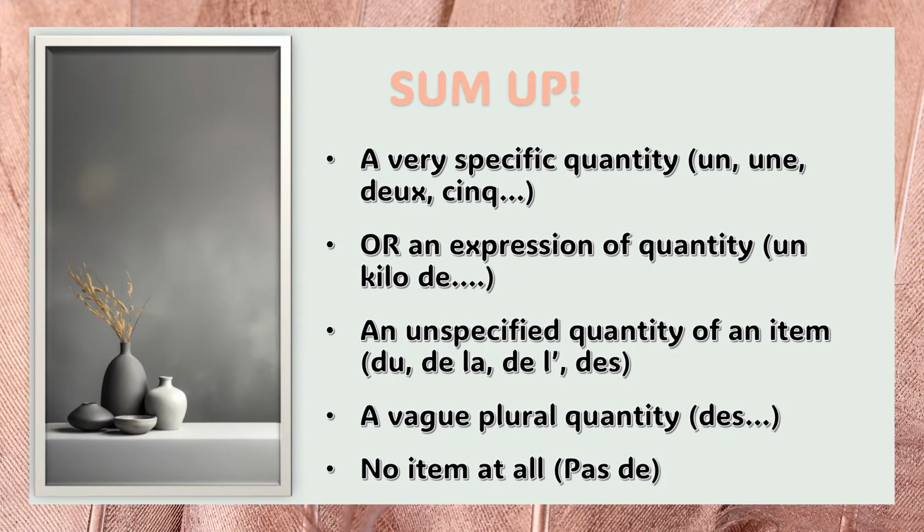So, to sum up, while using these articles, you need to ask yourself, am I talking about a very specific quantity, like a number, une pomme, cinq pommes, etc.? Or an expression of quantity, like un kilo de, une bouteille de, etc.? Or an unspecified quantity of an item, like du vin, du riz, de la patience, or a vague plural quantity, like des pommes, or no item at all, like pas de pommes, no apples.